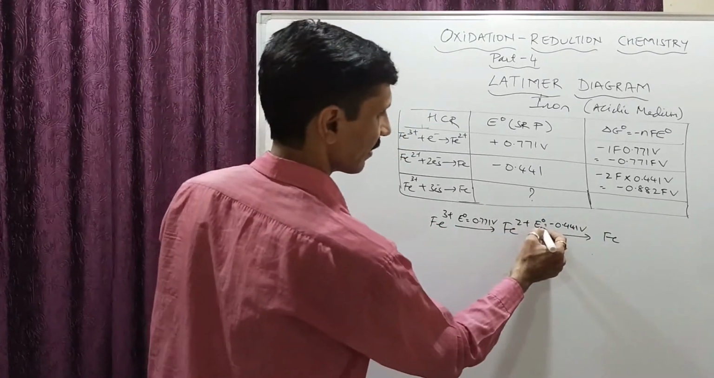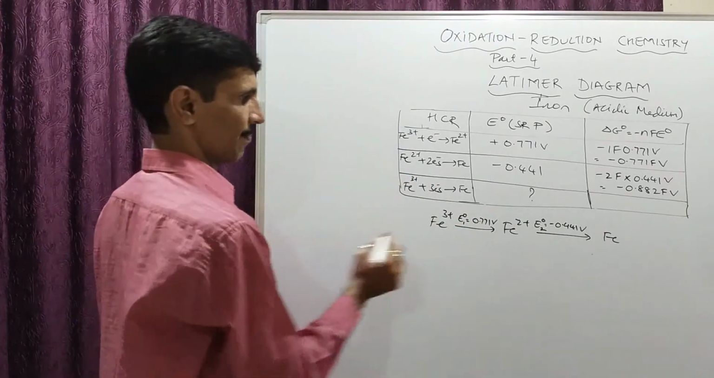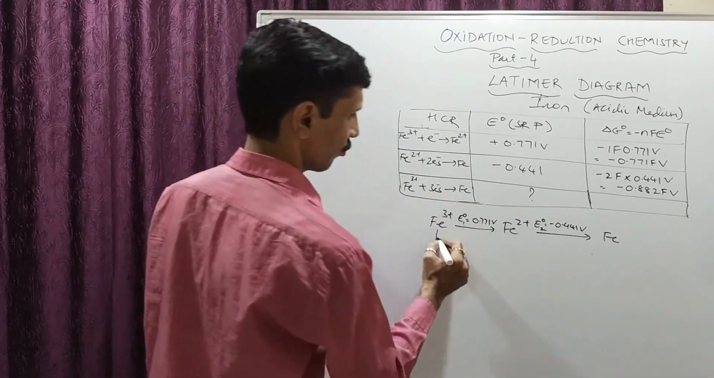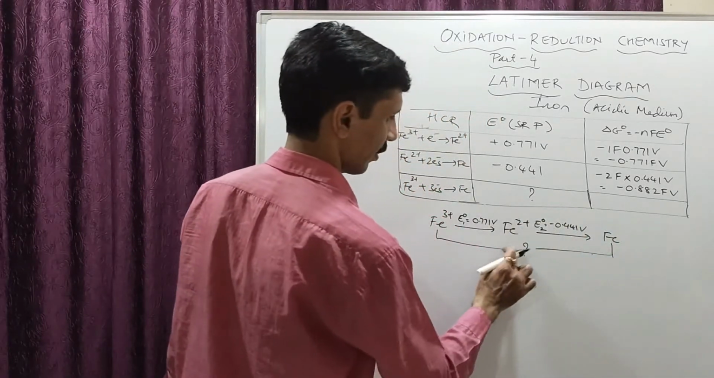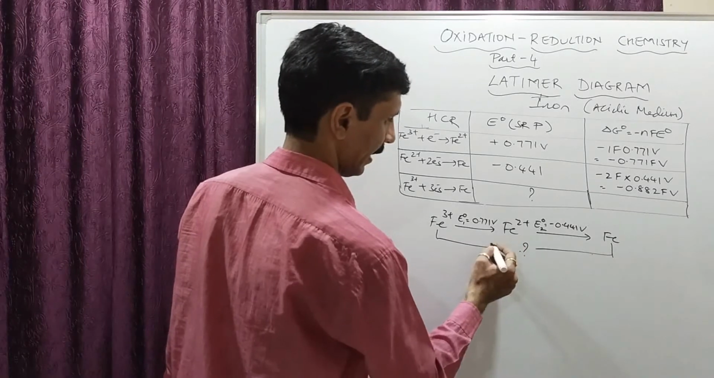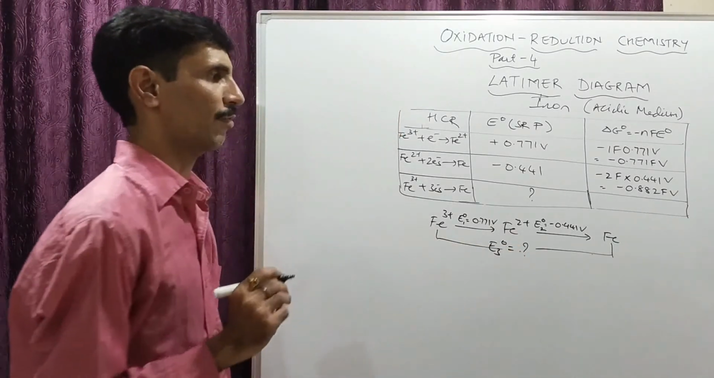We can make this as E2 naught, and we can make this as E1 naught. Okay? And now Fe3+ to Fe, it's a question mark. That is what we call E3 naught, a question mark. So that is what we need to find out.